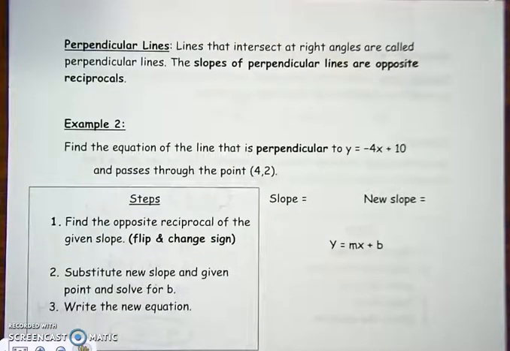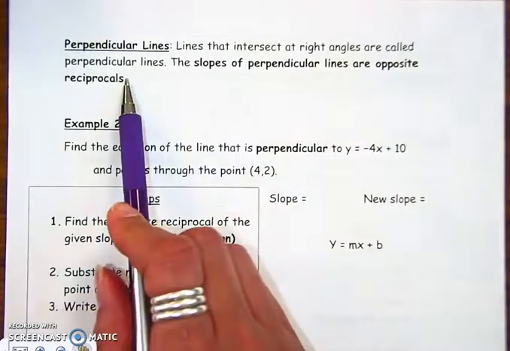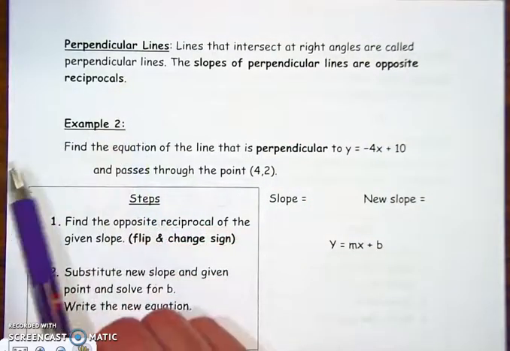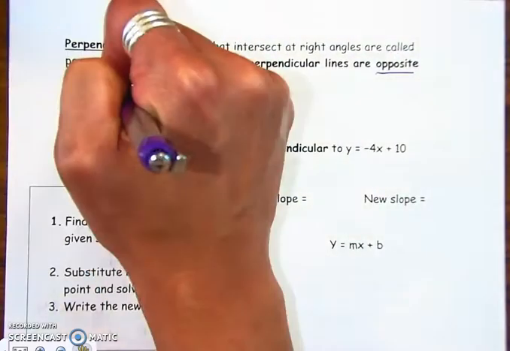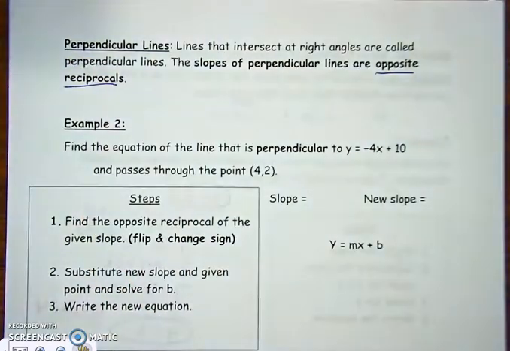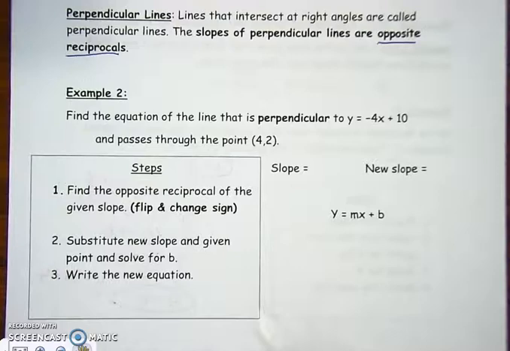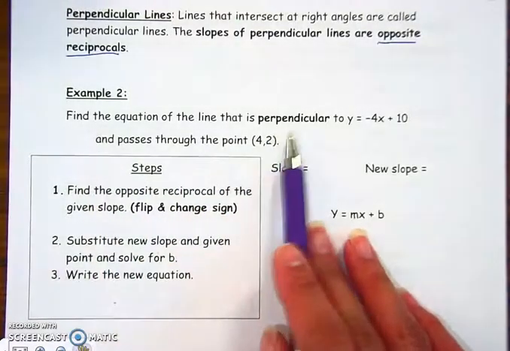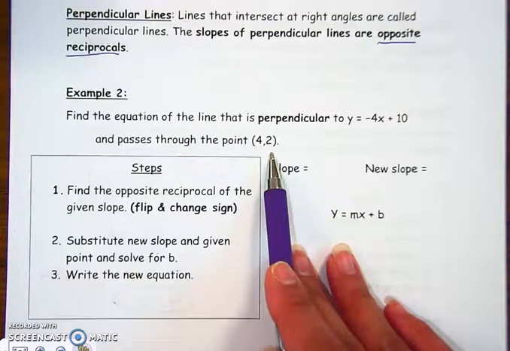In our next example, we're looking at perpendicular lines. And here we know that lines that intersect at right angles are called perpendicular lines. We know that perpendicular lines have opposite reciprocal slopes. They have opposite reciprocal slopes. And we're going to see that in our example. If we look at example 2, it says find the equation of the line that's perpendicular to the given equation and passes through the given point.